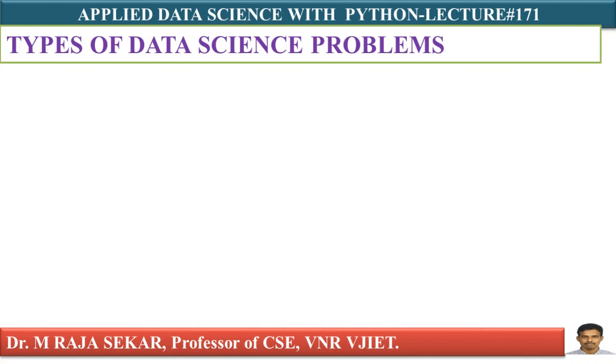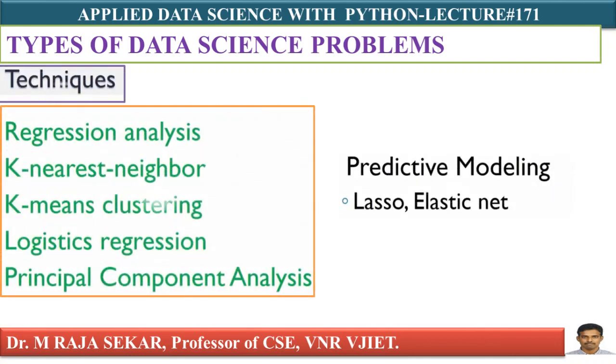Let me start with a laundry list of techniques that people usually see when they look at any curriculum for data science, or any website or many books that talk about data science. There are techniques such as regression analysis, k nearest neighbor, k means clustering, logistic regression, principal component analysis.